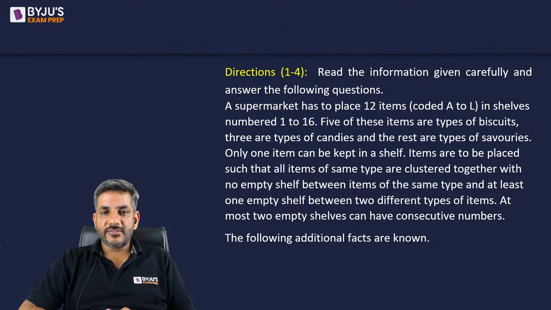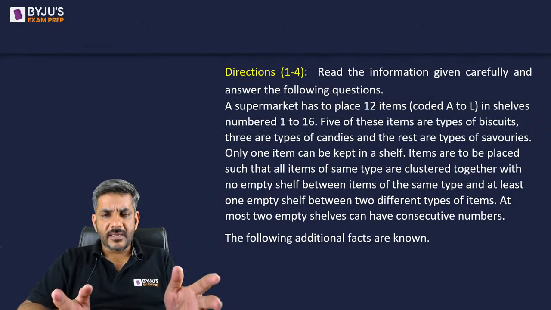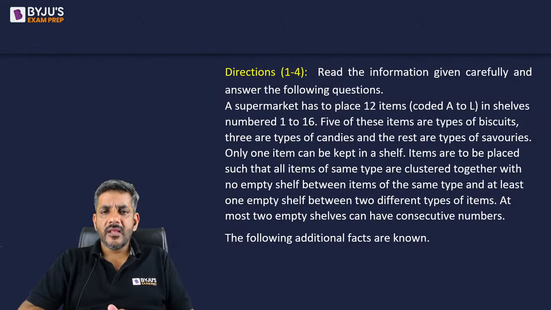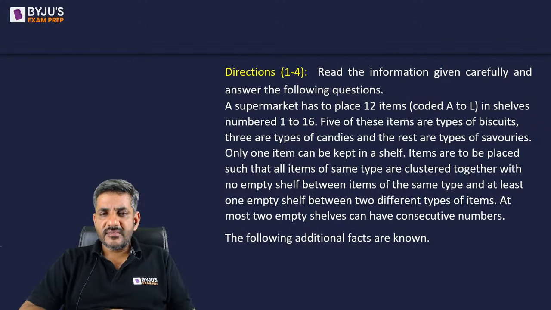A supermarket has to place 12 items which are coded as A to L in shelves numbered 1 to 16. So there are 16 shelves and 12 items are to be placed there. The items are coded as A, B, C, D, E, F, G, H, I, J, K, L. 5 of these items are types of biscuits, 3 are type of candies, and the rest are types of savories. Only one item can be kept in a shelf. Items are to be placed such that all items of same type are clustered together with no empty shelf between items of the same type.